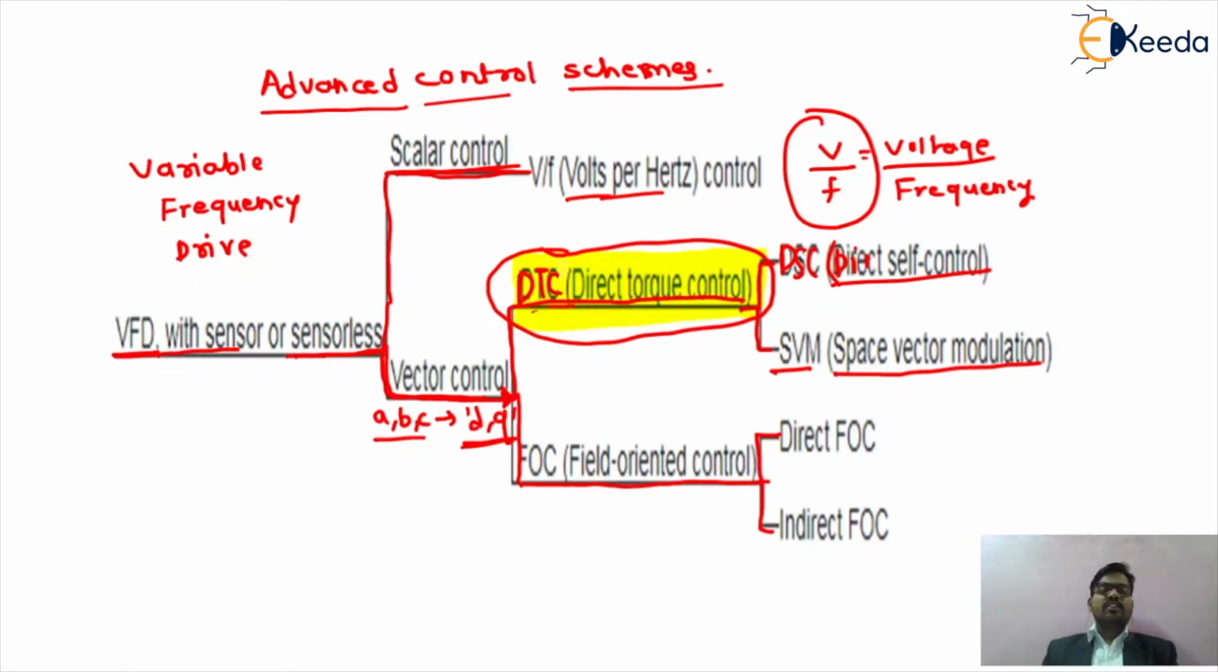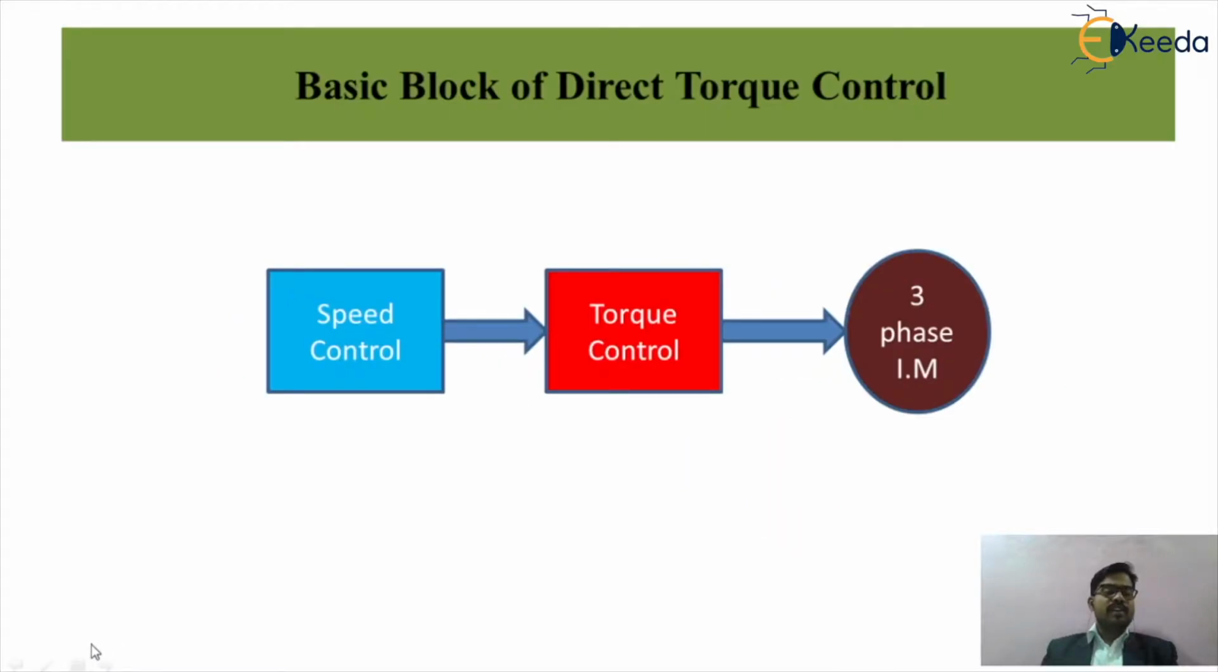Okay, so friends, now we can understand the detailed working principle of the direct torque control scheme of the induction motor. So let's begin. First of all, we can understand the basic block diagram of direct torque control. The name itself indicates its meaning. Direct torque control means we directly control the torque of the induction motor.